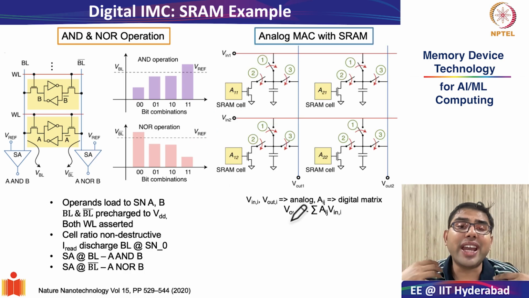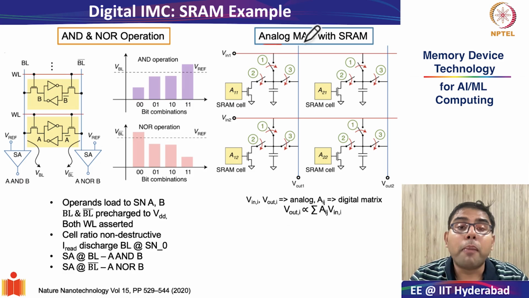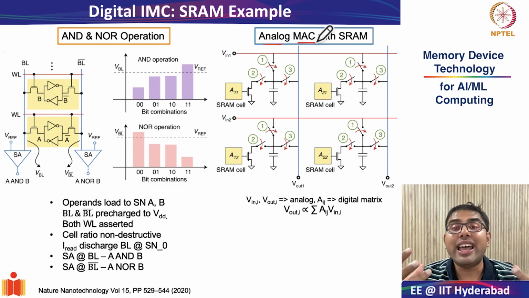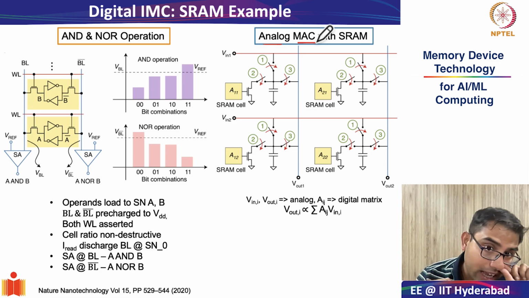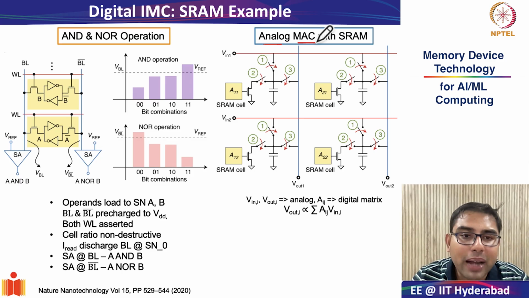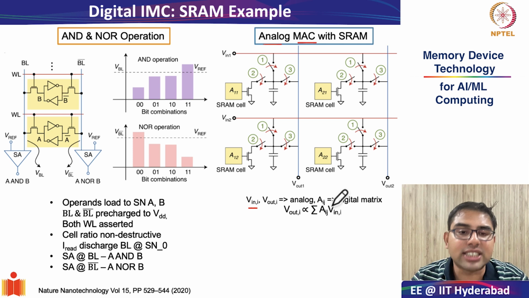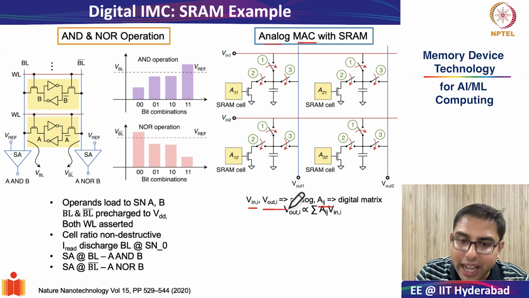Next, we show a very interesting concept where even analog multiply and accumulate operations can be performed with the SRAM cell. Now, this is not actually completely analog MAC operations, but multiplying an analog input with a digital matrix to get an analog output. What do I mean? Let me explain it through this particular circuitry.